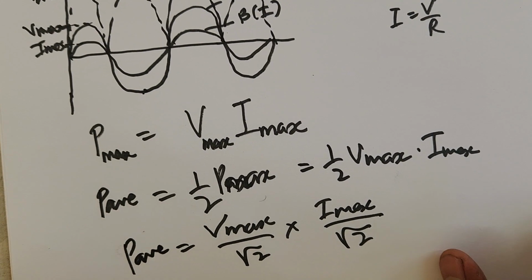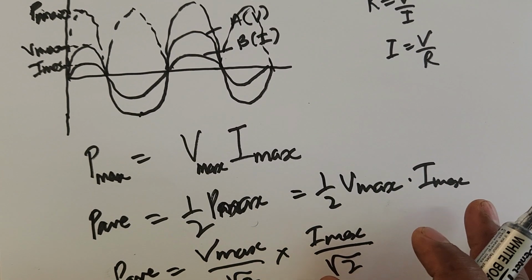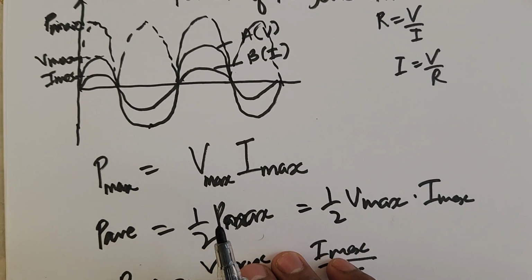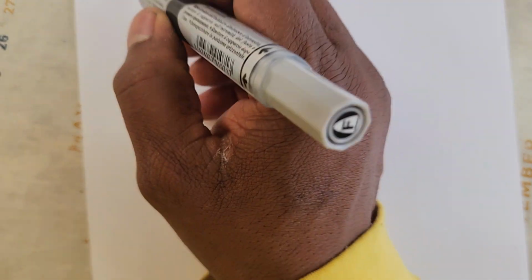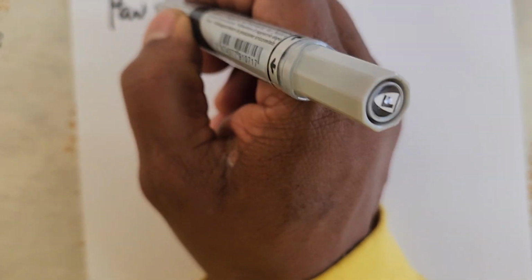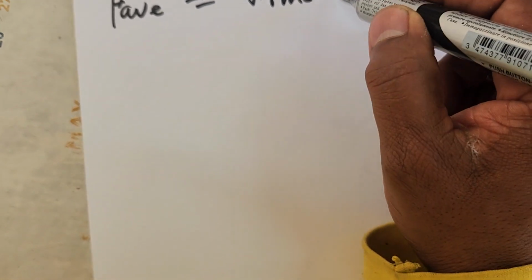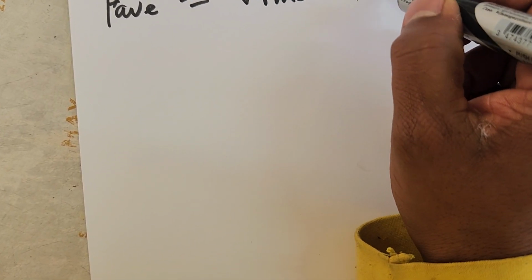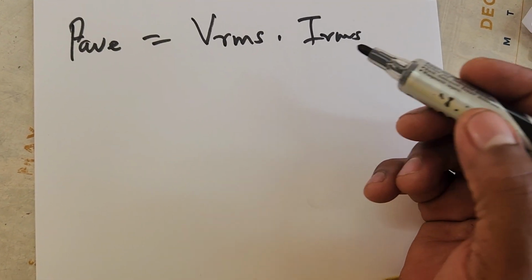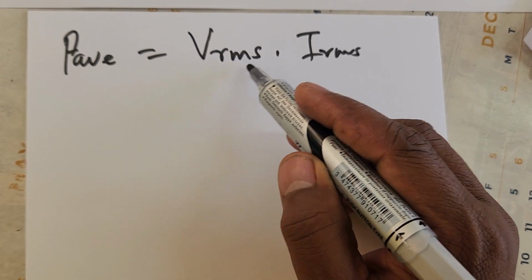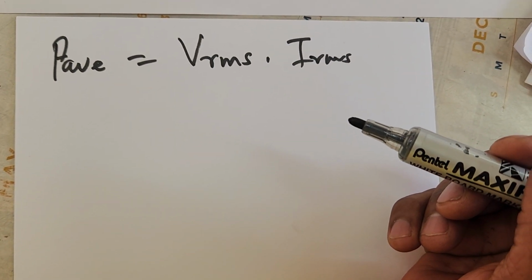But we know from our previous engagements that the average power, P average, equals V RMS multiplied by I RMS. What you see on the appliances is not the maximum, it's normally the V RMS if it's voltage, I RMS if it's current, and P average if it's the power.